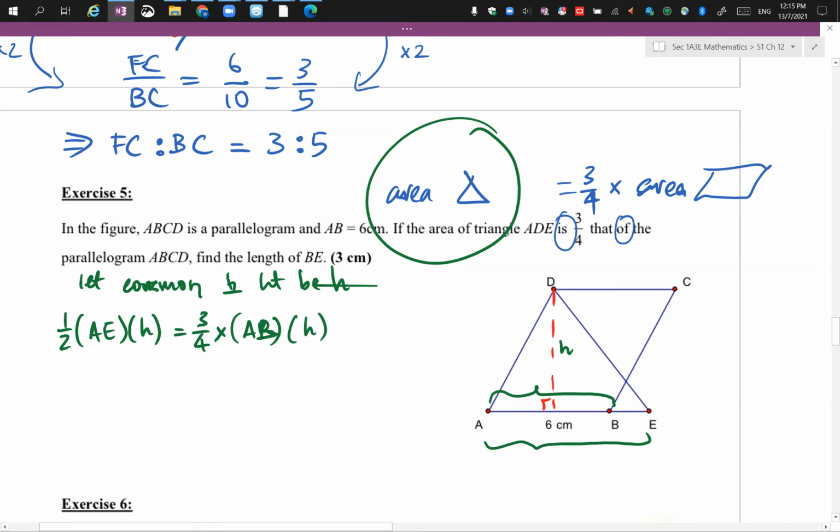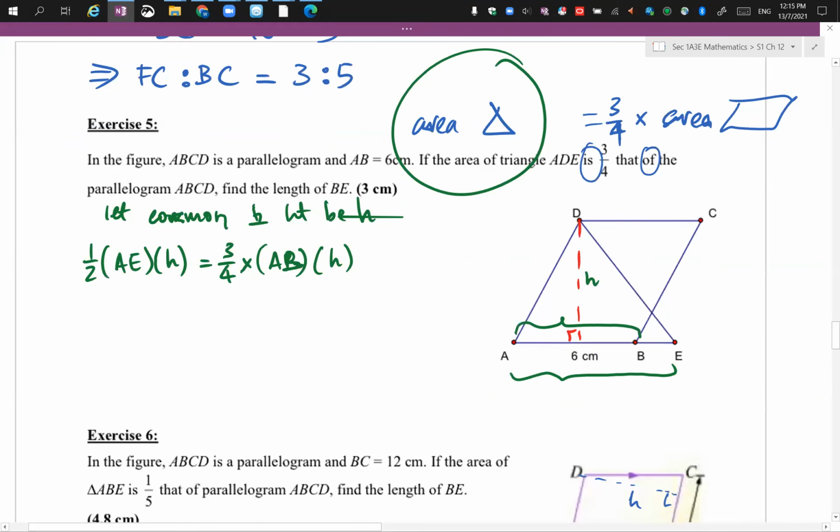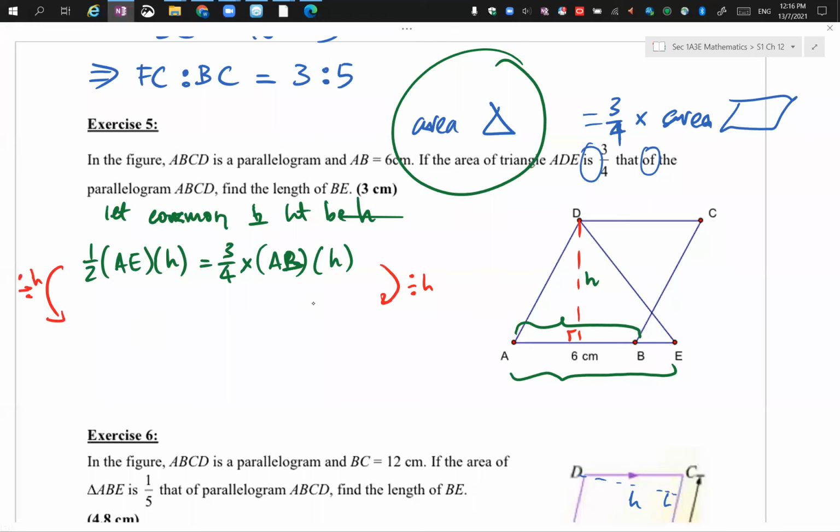And the power of algebra comes back. You see that unknown H? Wow, very uncomfortable. In primary school, you'll be very uncomfortable. I don't know what that is. But in secondary school, I tell you, hey, both sides multiply by H. How about you just divide both sides by H? So here, divide by H, divide by H. We end up with half AE equals 3/4 AB. No more H.